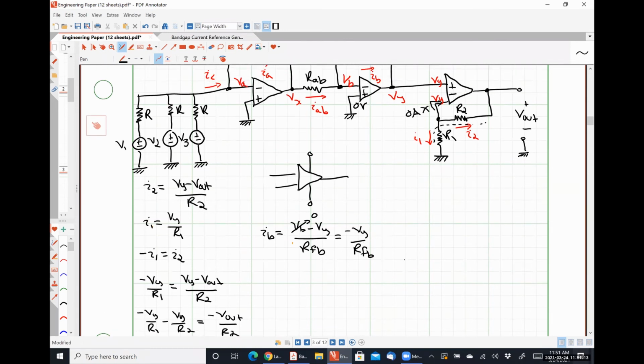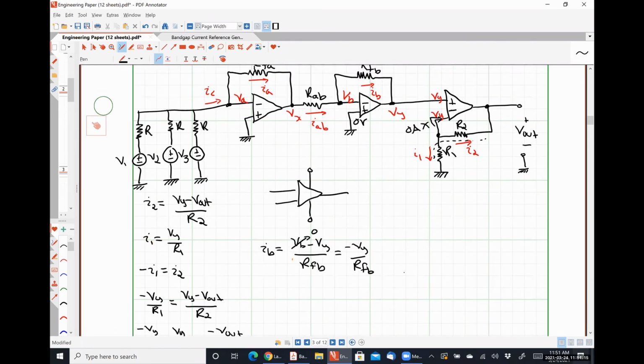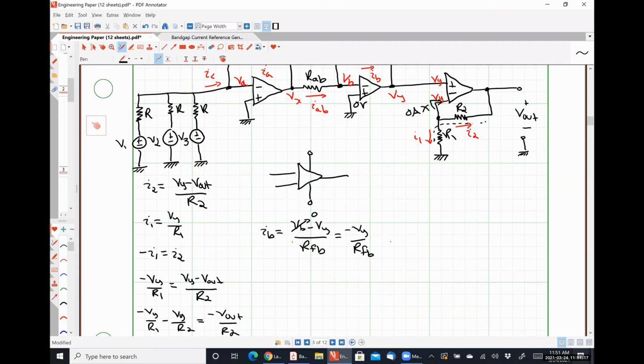Cool. And so we also have IAB right there. And so IAB, we can write an equation for Vx minus VB over RAB. And again, VB is 0, okay? So that simplifies it a little bit. We get Vx over RAB.